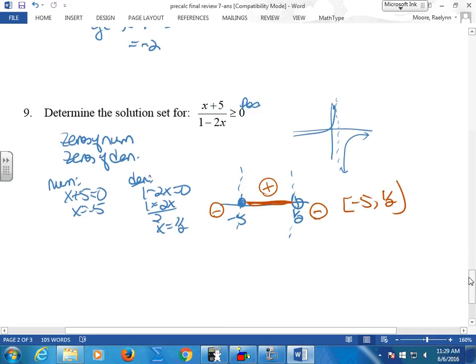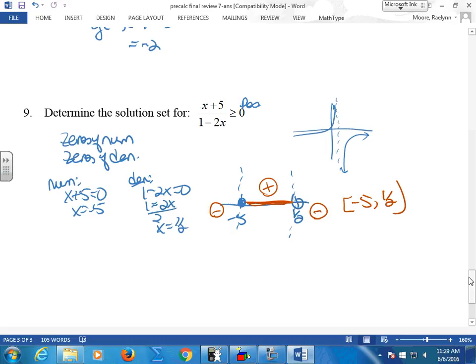And this one, same as the last one. Make sure you can do this. So I take the zeros of my numerator. That gives me 1 critical value. The zeros of my denominator. And I graph that in my calculator, and I look at this.